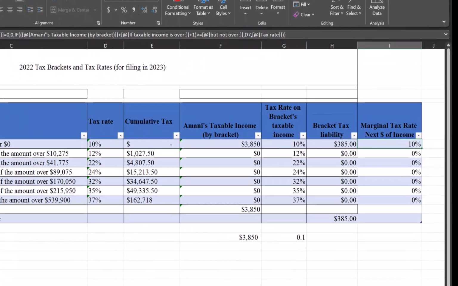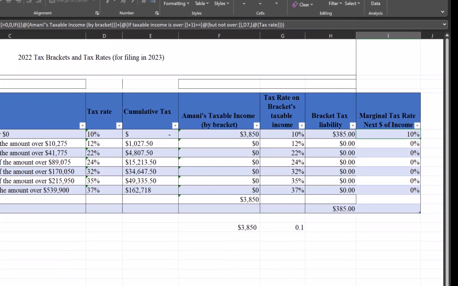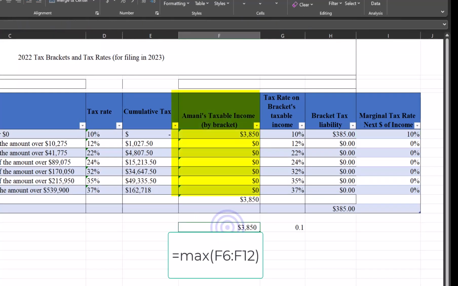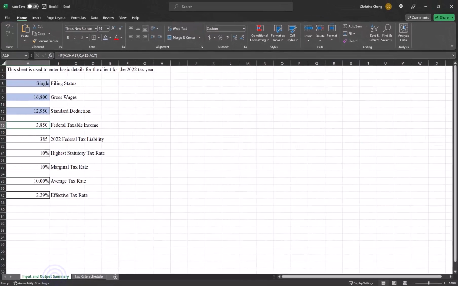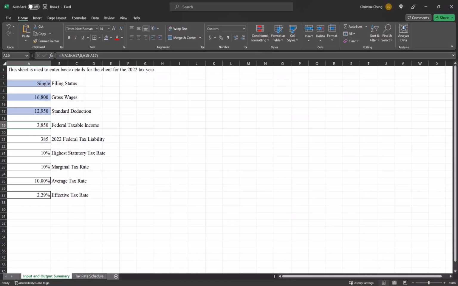While we were able to identify the marginal tax rate using this, we needed one more set of formulas to identify the highest statutory tax rate. In this case, we used the max function to identify the maximum tax allocated to a particular bracket, and then we used a combination formula, the sum product formula, to identify the matching tax rate on that bracket. Once we had used the tax rate schedule to compute the federal tax liability and identify the highest statutory tax rate and marginal tax rate, we referenced these values appropriately on our Input-Output Summary tab.